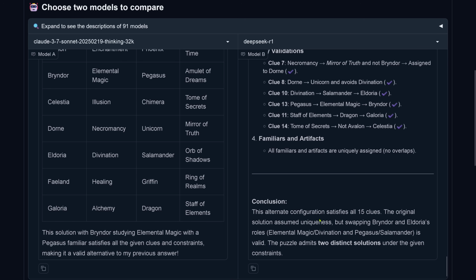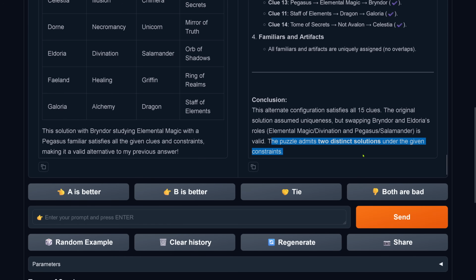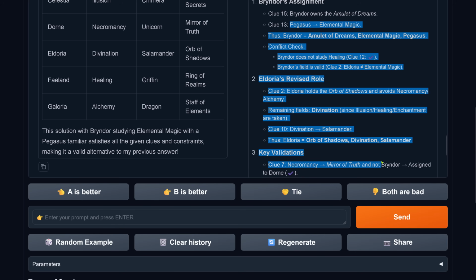So R1 tells us, hey, it checks all the clues. Yeah, this puzzle admits two distinct solutions. So R1 tells us, yes, this is another real solution under the given constraints. Beautiful, R1 succeeds in this task. And yes, two distinct solutions. I told you so. Beautiful. Yes, absolutely. You can go there step by step and verify everything that you want.